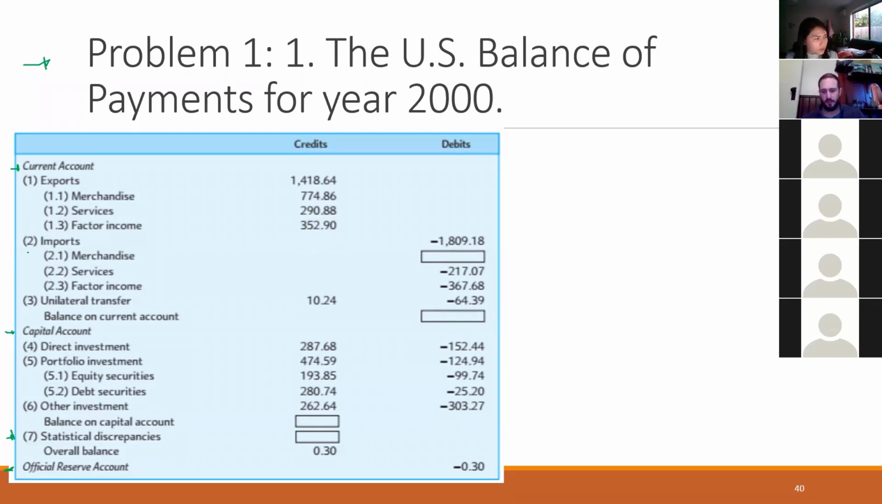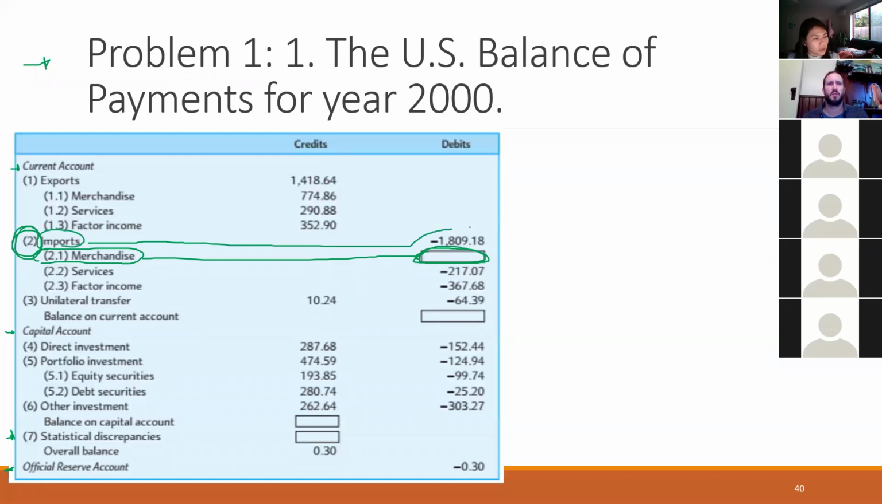So let's go from the top to the bottom. Number one, I want to find out what is the value of the merchandise import, okay? How do I find this number, and what does it tell me? Basically this is similar to an accounting statement, a statement of flow. So if you look at section two for imports in the current account, on the top you have the sum of all the subsections under section two.